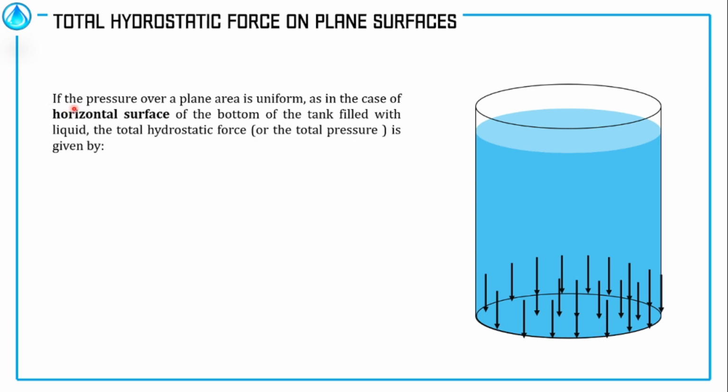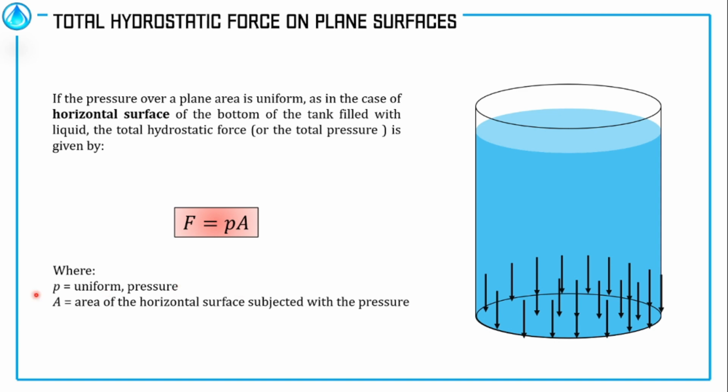And if the pressure over a plane area is uniform, like in this case, the horizontal surface at the bottom of the tank filled with this liquid, the total hydrostatic force or the total pressure is given by F equals P times A, where P is the uniform pressure and A is the area of the horizontal surface subjected to the pressure.